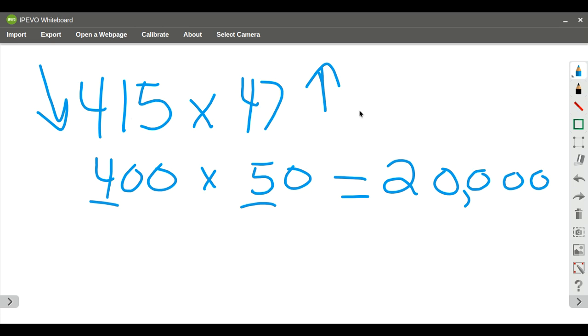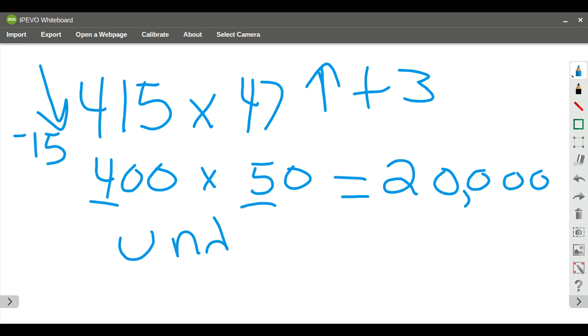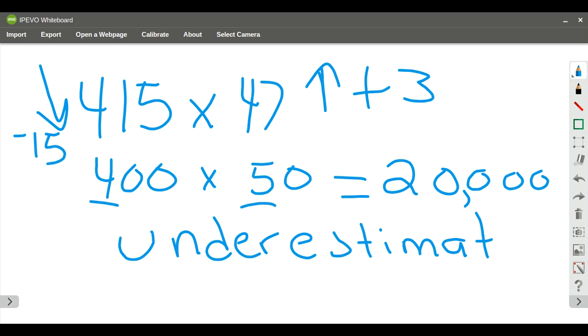Okay? And then let's look at if this is going to be an overestimate or an underestimate, because I rounded down here, but I rounded up here. So 415, I rounded down by 15. And here I rounded up by 3. So because my value that I rounded down is greater than the value that I rounded up, this is going to be an underestimate. Okay, so that's a good example of when to determine if it's an overestimate or underestimate. Look at how much you change the value, and whichever side has the greater number, that's whether it's going to be an overestimate or underestimate. So because I rounded down more than I rounded up, it's an underestimate.